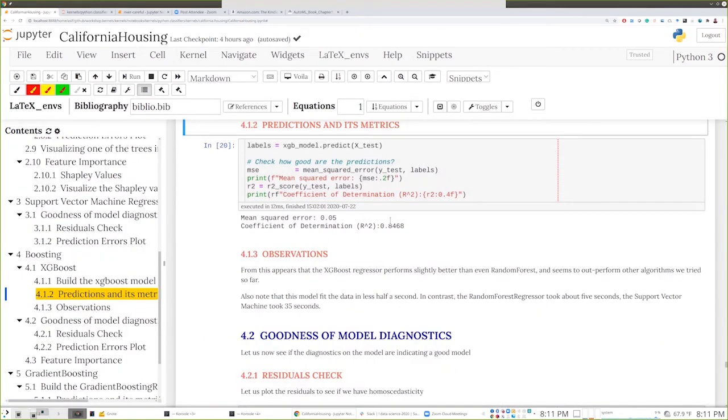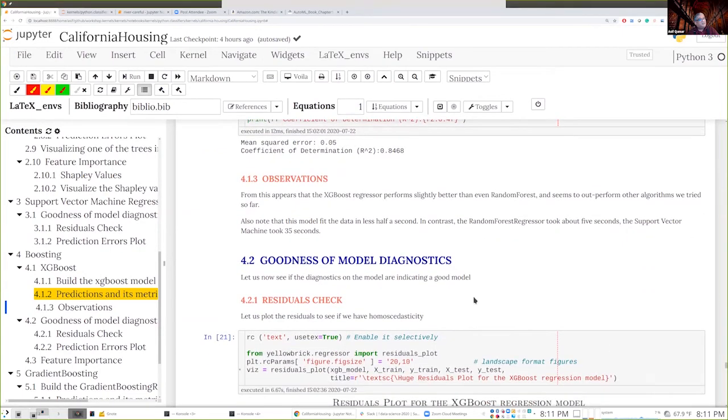Same, but it's a little bit better. XGBoost is a little bit better. Why is that? Because XGBoost tends to overfit the data even less than random forest. So if I had to guess the reason for that very tiny improvement, it could be this. So how good is this model?